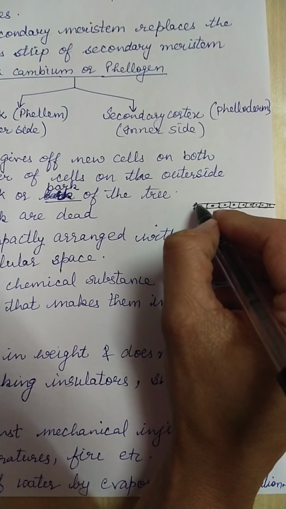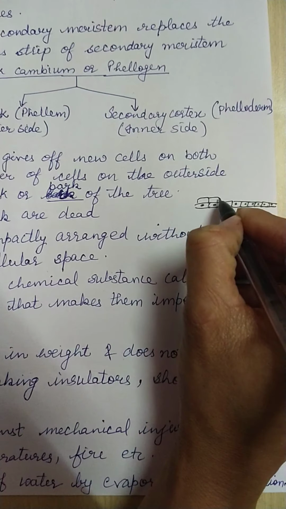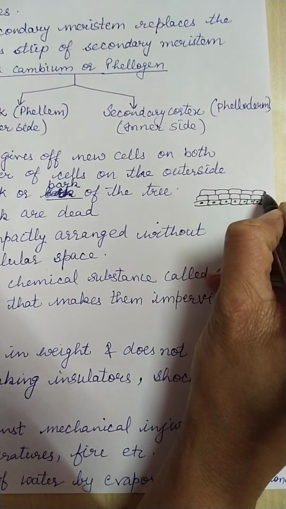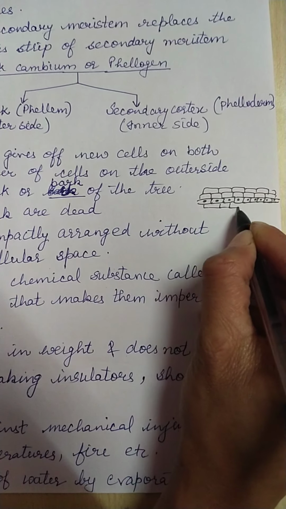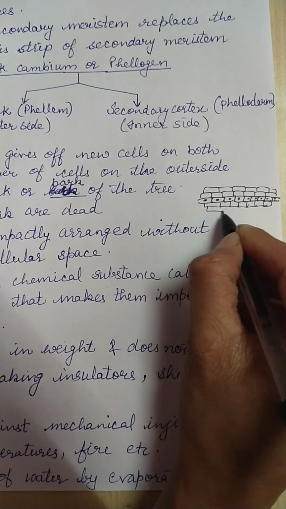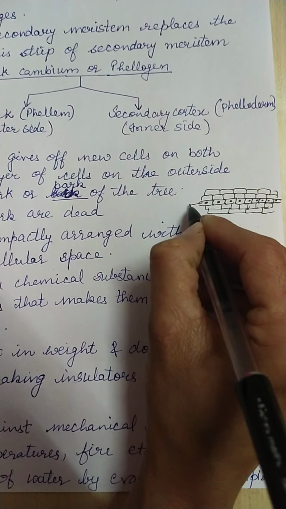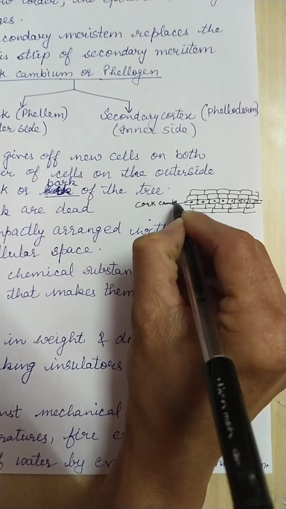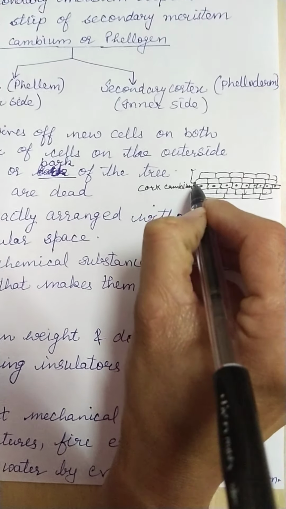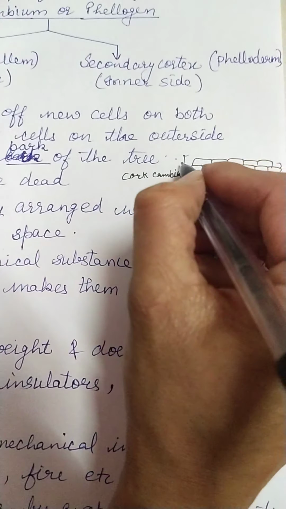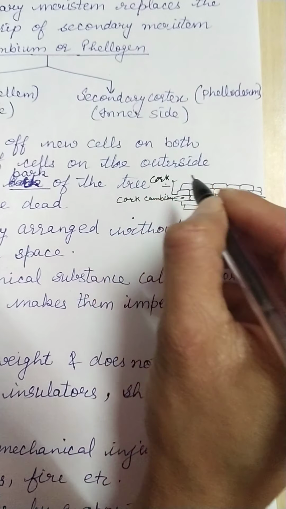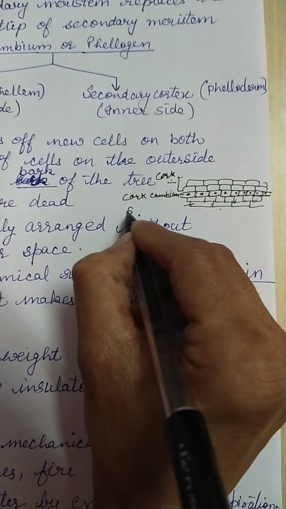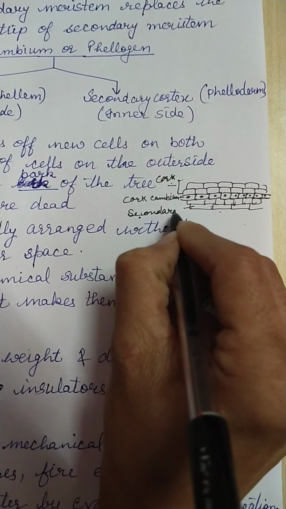When they divide, they produce certain cells on the outer side, and also they produce certain cells on the inner side. This strip of secondary meristem is known as cork cambium, and the layers of cells formed outside the cork cambium form the cork, and the inner layers, that is under the cork cambium, form the secondary cortex.